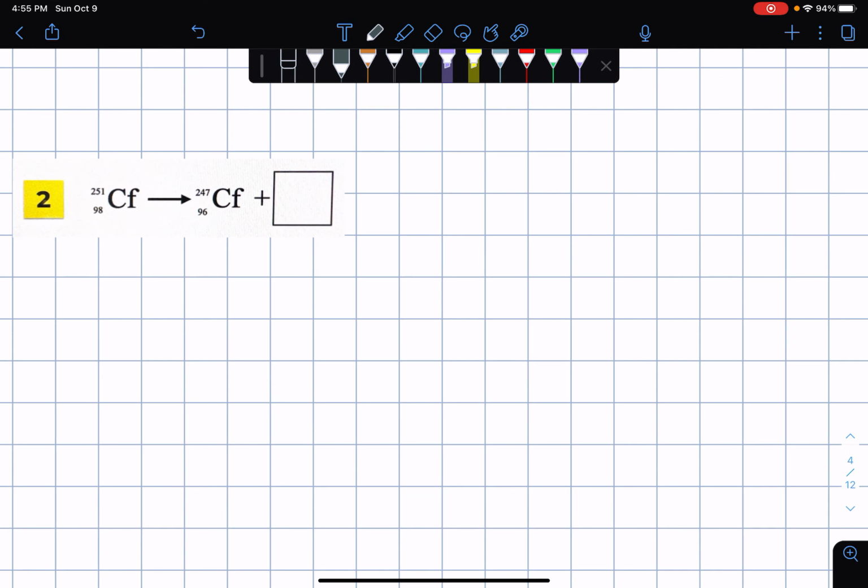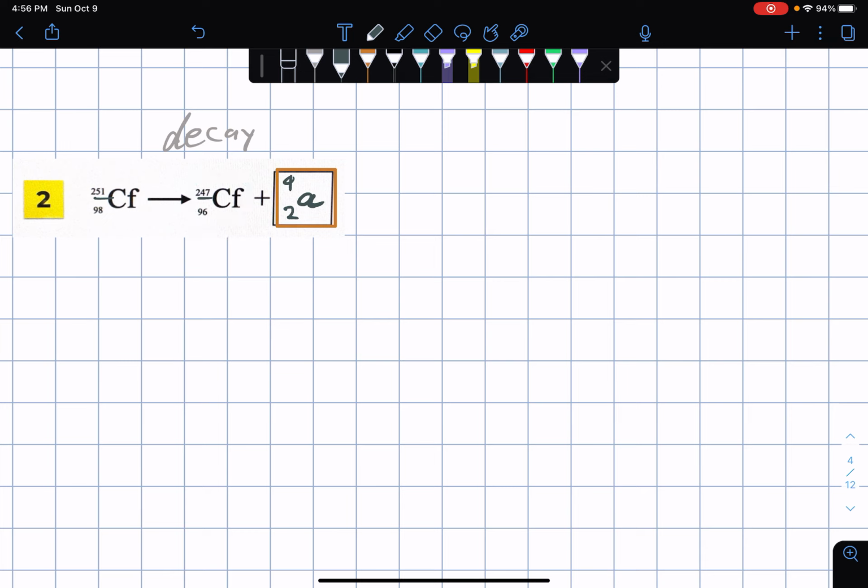For number 2, as you can see here, 251 became 247. Of course, based on what we're seeing right now, we have something like this. This is decay. The element over here is decaying. So 251 minus 247, that would be 4. And 98 minus 96 would be 2. This is an alpha particle. This is the final answer. The element is undergoing alpha decay to become this.